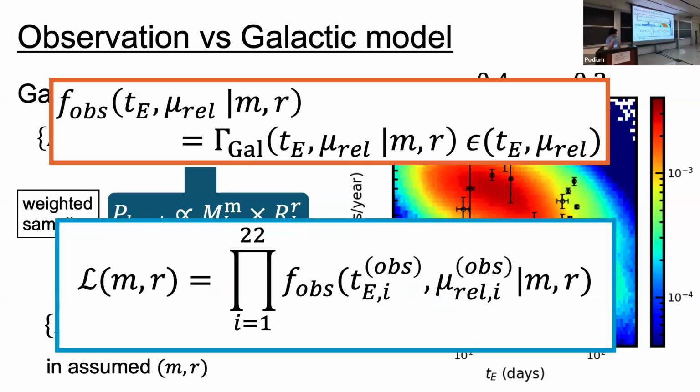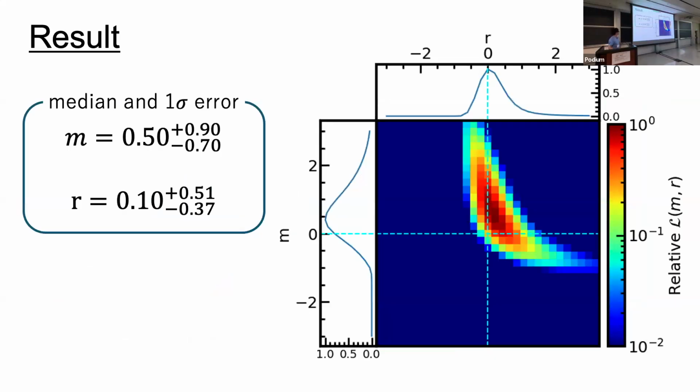To calculate this degree of match, we calculate the likelihood by using this equation. And this is a result of our analysis. This color map shows the likelihood distribution of small m and small r. The median value is m equals 0.5 and r equals 0.1.